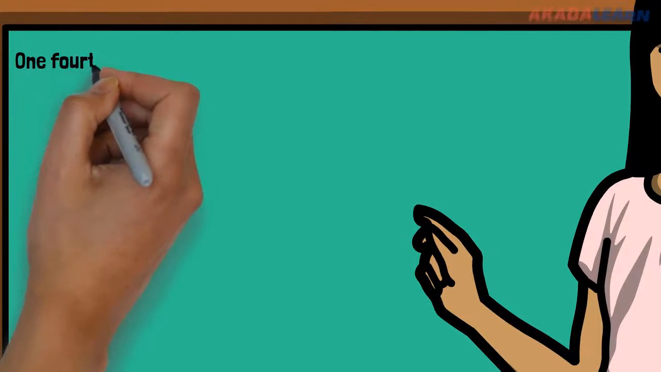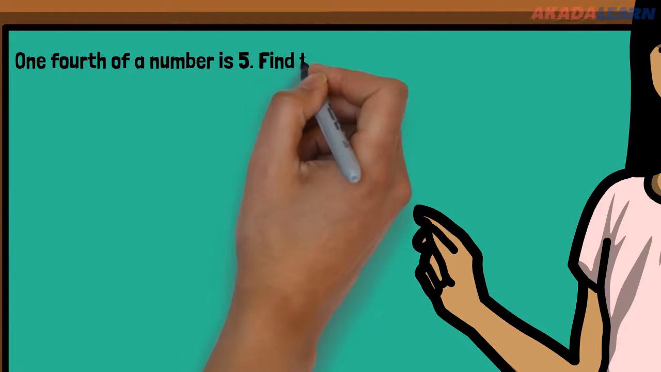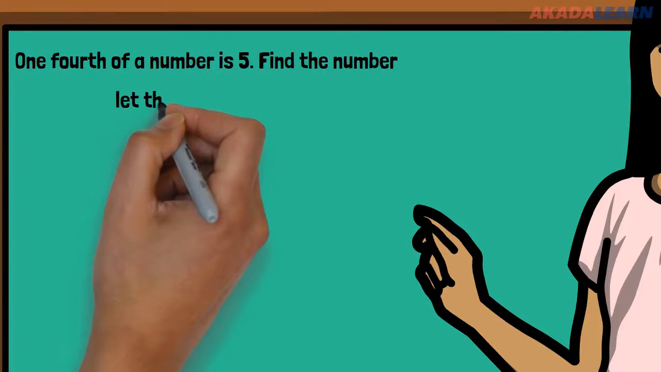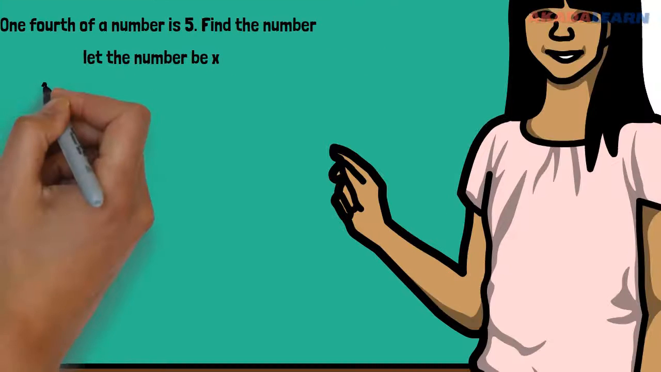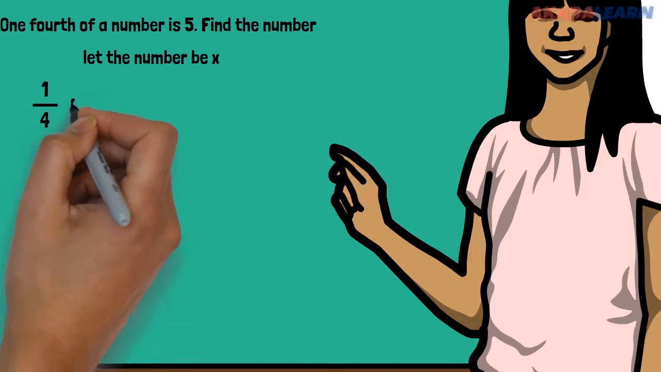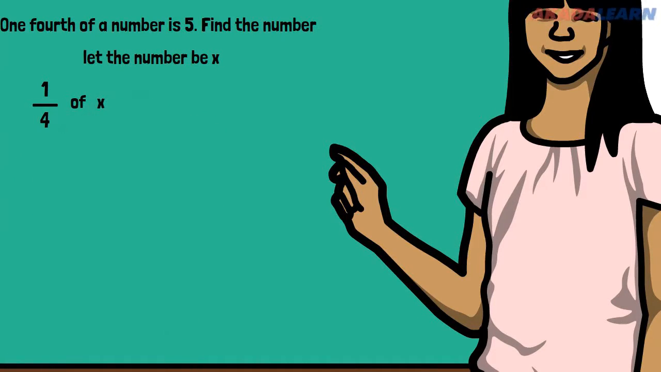Alright, so let's start this question. 1/4 of a number is 5. Find the number. So let's begin. Let the number be x. Therefore 1/4 of x is equal to 5.